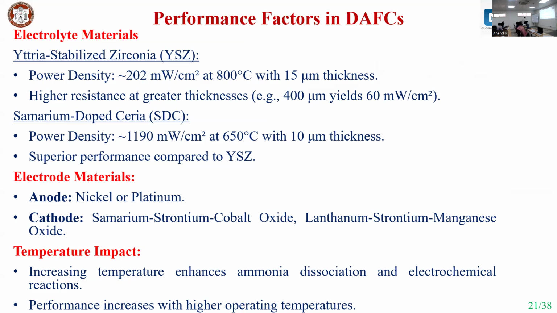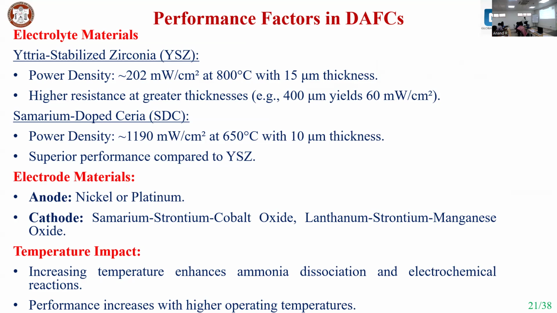Temperature impact: increasing the temperature enhances the ammonia dissociation and electrochemical reactions. As I already said, when you go for high temperature fuel cells, the conversion efficiency is going to be improved. But you are going to go for noble materials: platinum, palladium, rhodium, ruthenium, then the zirconia. Even 3 milligrams cost very high. To withstand high temperature, you preferably need noble materials, which play a major role in converting ammonia into hydrogen, and further converting hydrogen into water, followed by heat and electricity.